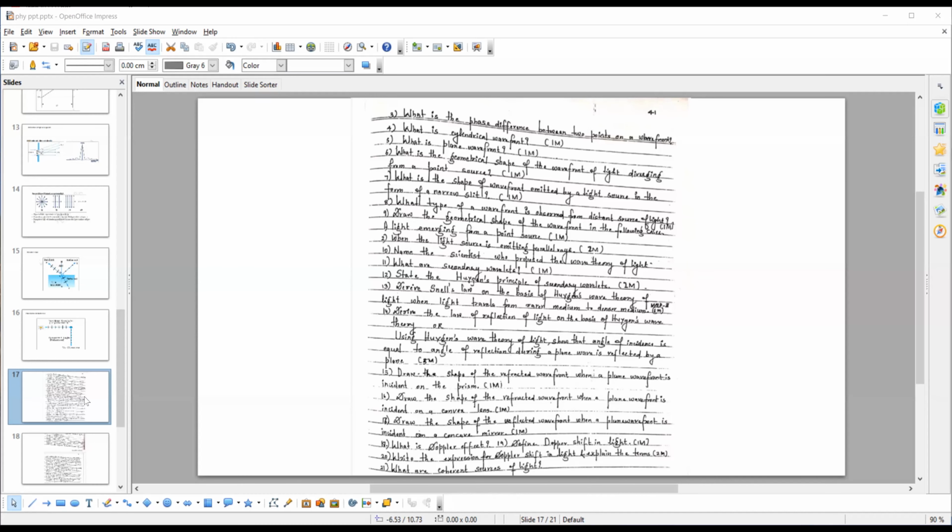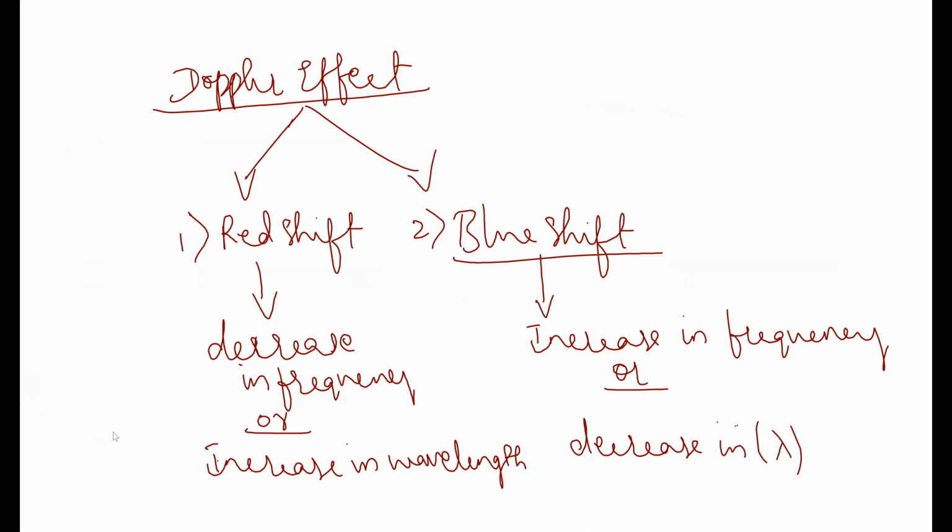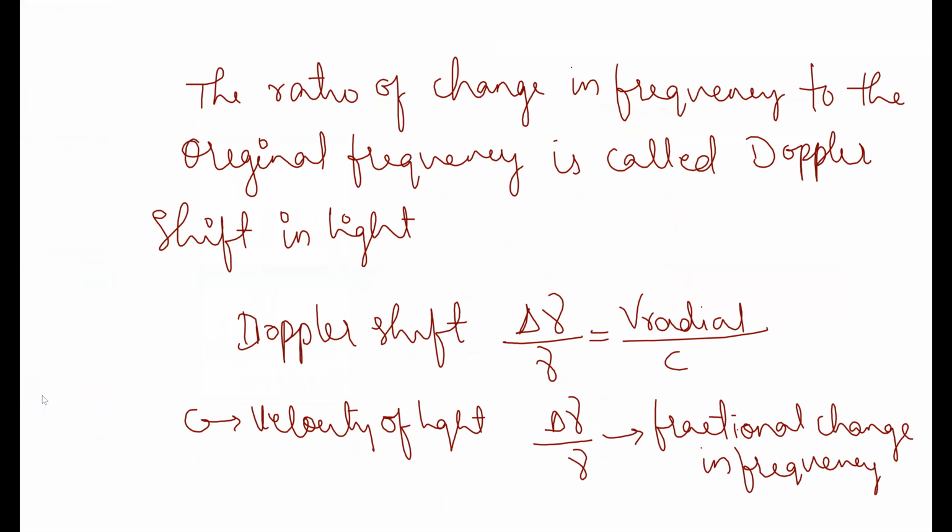And here, related to the Doppler effect, we are going to represent the formula like this. The Doppler shift is represented mathematically as delta nu divided by nu equals v radial divided by c, where delta nu is the change in frequency, nu is the original frequency, and c is the velocity of light. This delta nu divided by nu, that whole thing, we are going to call the fractional change in frequency. Some more concepts we shall discuss in the next class.